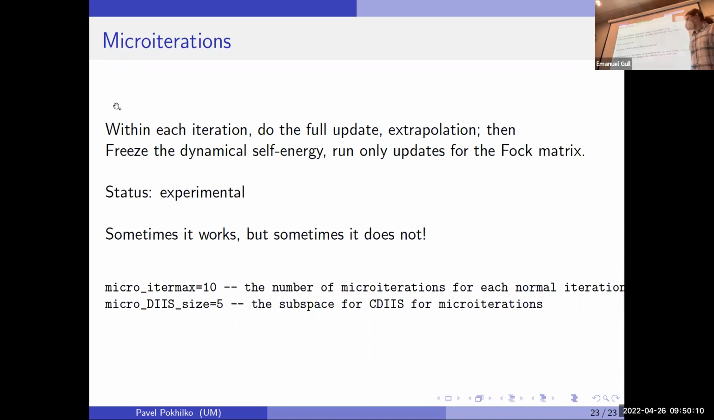there are two parameters how you can activate it. So you can say how many micro iterations you want. You don't want like 100 micro iterations, maybe a few, just to run a quick update of the Fock matrix. So for example, micro itermax equals 10. And you can also specify the commutator DIIS subspace for the micro iteration as shown here. Micro DIIS size equals something. And that's it. I can answer any questions.